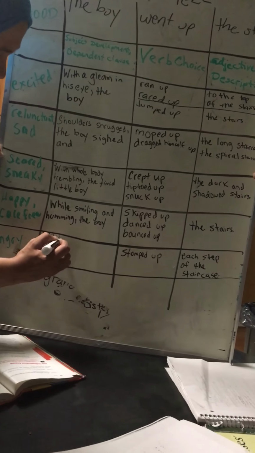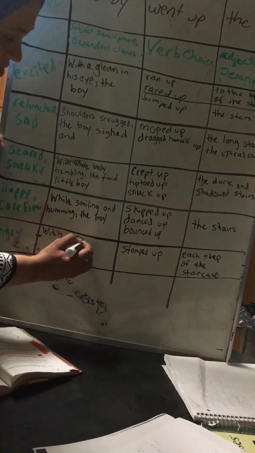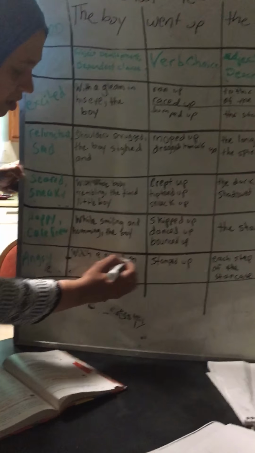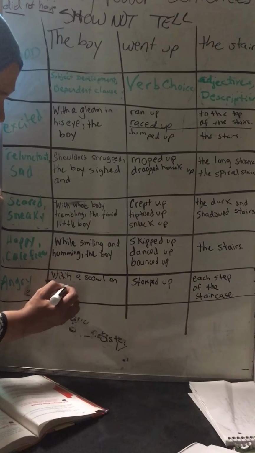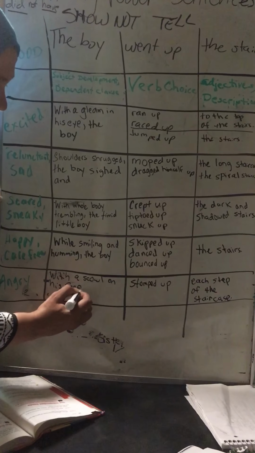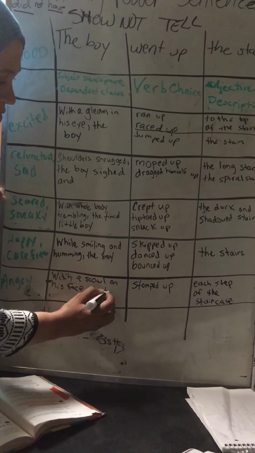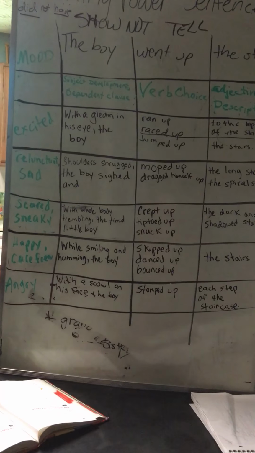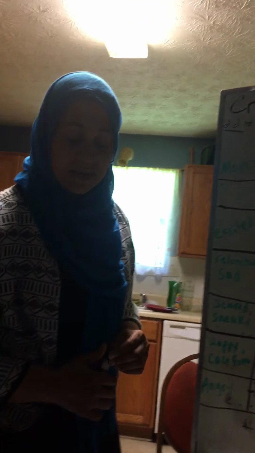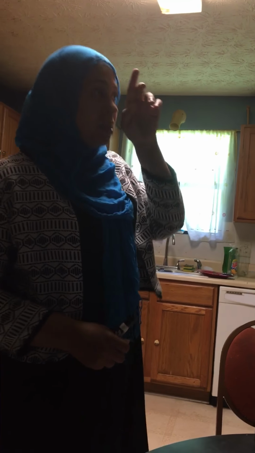So anyway, it says with a scowl on his face, comma, the boy stomped up each step of the staircase. So that concludes crafting power sentences.